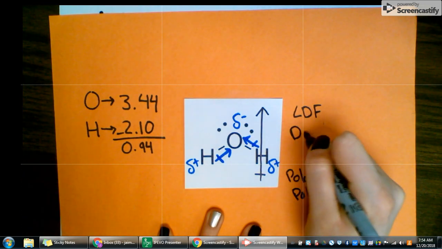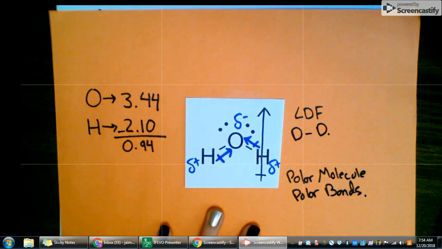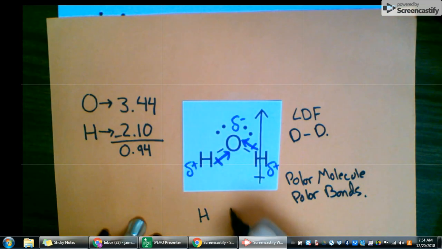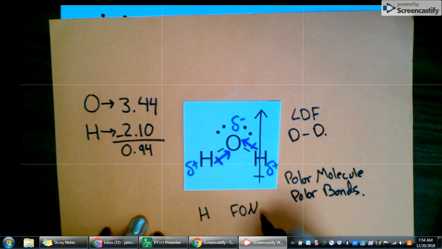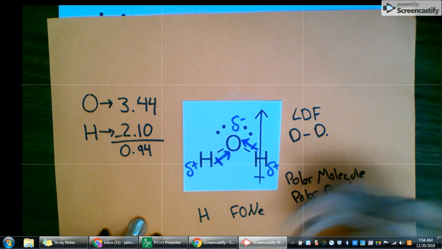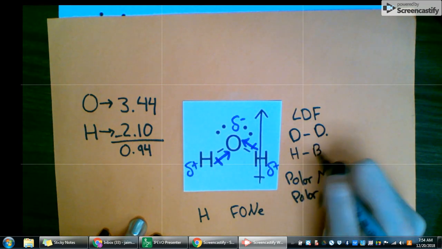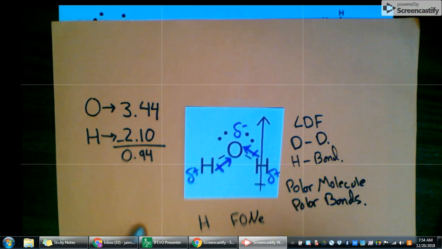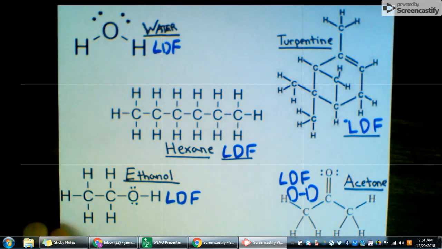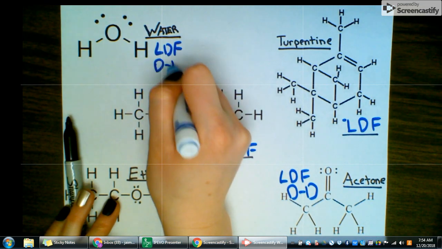And because it's a polar molecule, it's going to have dipole-dipole. We also have H bonded to F, O, or N. Hold the phone. Because we have that, we know that we're experiencing H bonding. So water experiences all 3 intermolecular forces.